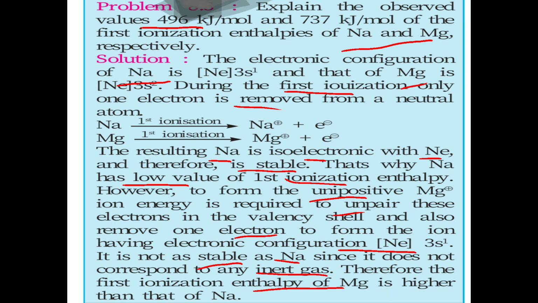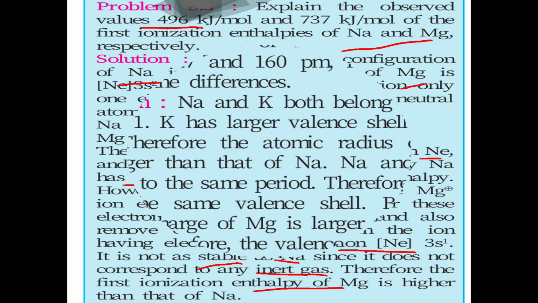In short, by losing one electron, Na is converted into the inert gas configuration, Ne, and it is stable. But when Mg loses one electron, it is converted into Mg+, but it still contains one electron in its outermost shell and cannot reach the inert gas neon configuration. As it is not stable, it requires more energy, so the first ionization enthalpy of sodium is small and that of magnesium is large.